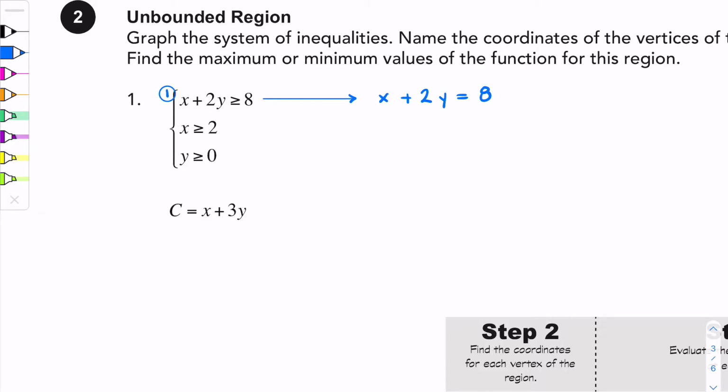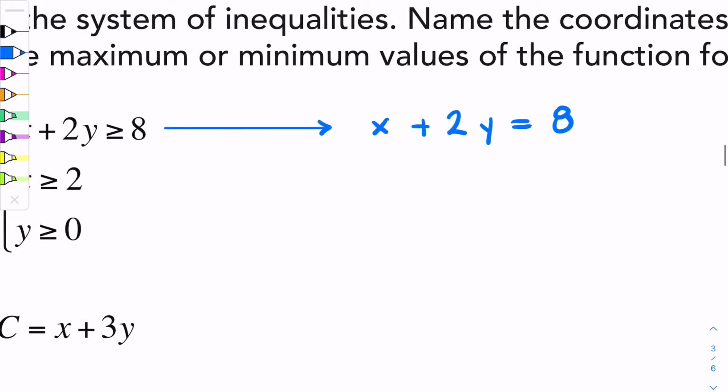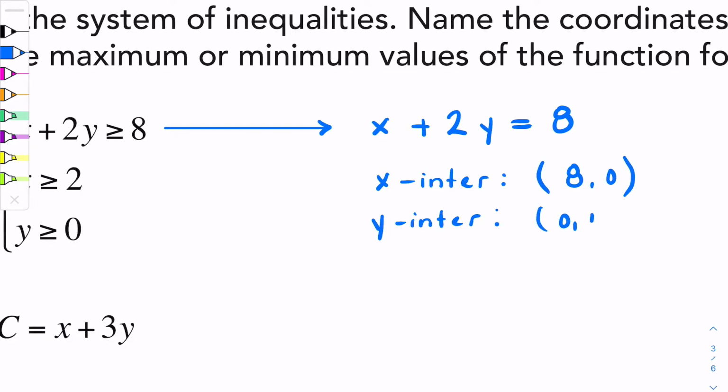Graphing in standard form requires you to find your intercepts. To find the x-intercept, you set y equal to 0. When you do that, you're left over with x equals 8. So graphing this would give us an x-intercept at 8, 0. To find the y-intercept, you substitute 0 in for x. We have 2y equals 8. Y would be equal to 4. Therefore, your y-intercept when graphing is at 0, 4.